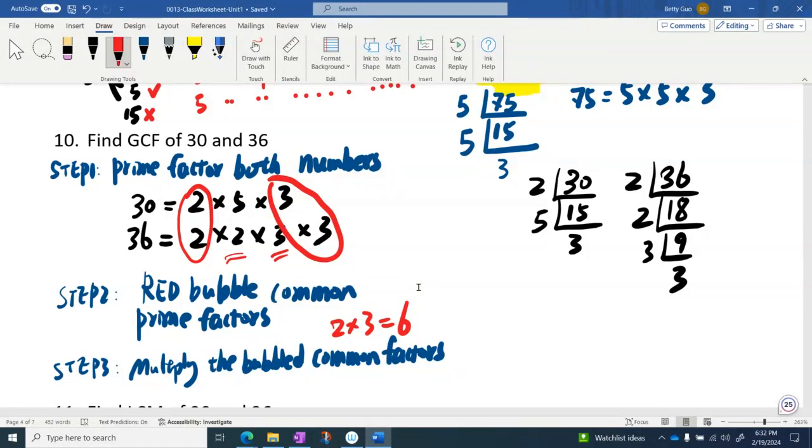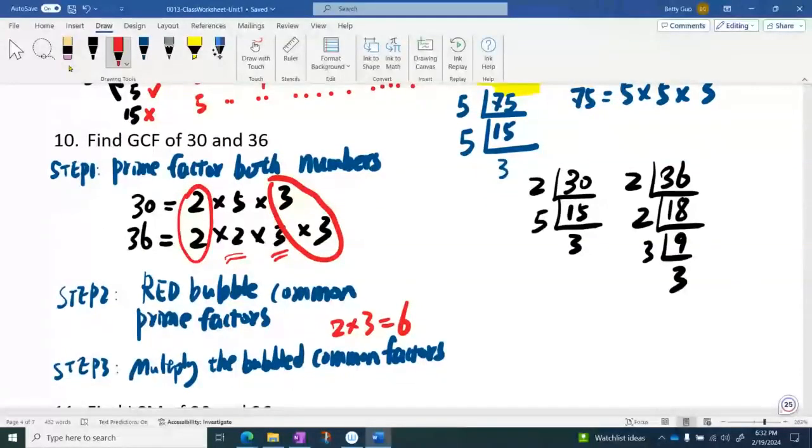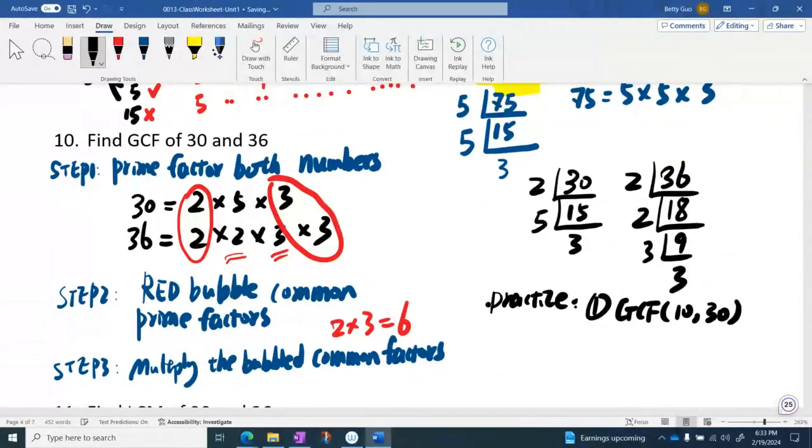All right, that's GCF. And I want you to help me to work on these problems, okay? Practice. Whatever method you use, help me to find the GCF of 10 and 30 and the GCF of, let's do, 7 and 28. How about that? Take your time.